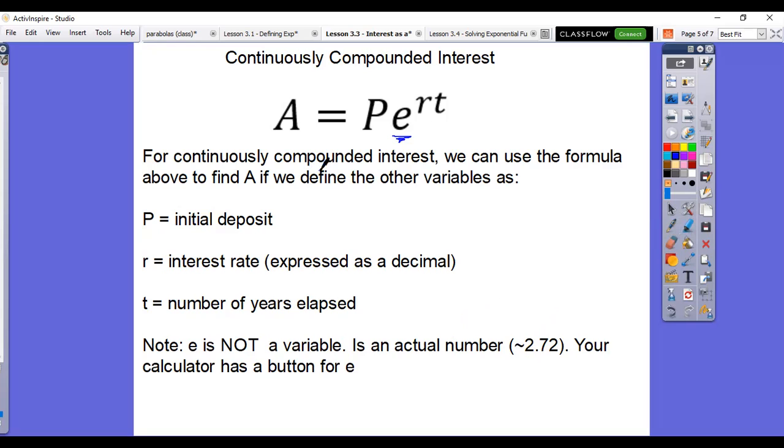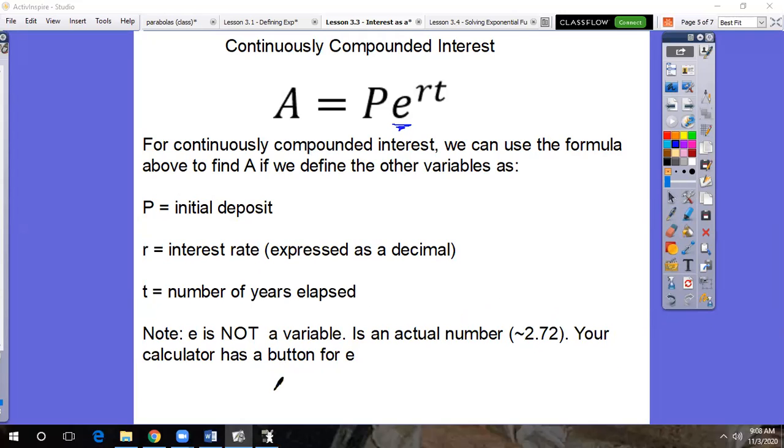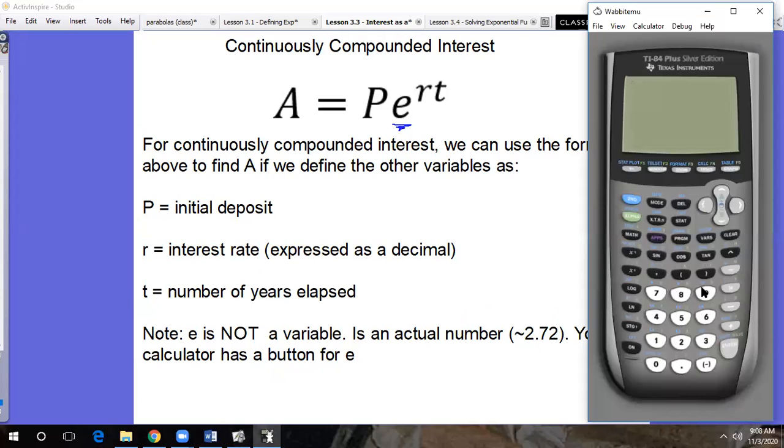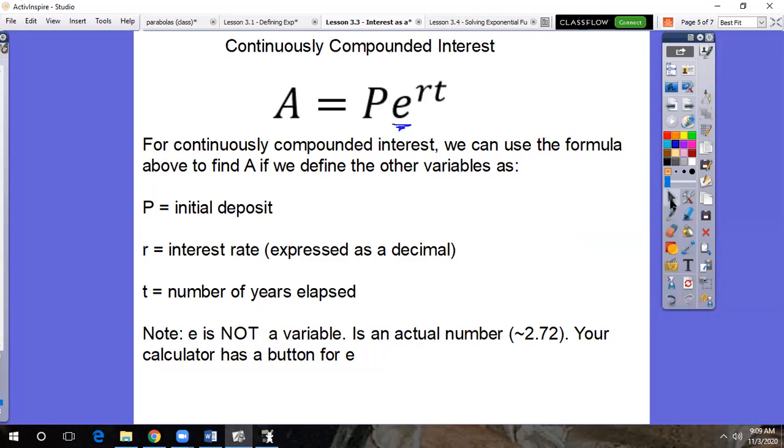All right, if you look at your calculator, right over here above the division sign, if you press second and then the division sign, it puts up E and gives you the value for E. Also, if you want to raise E to a power, down here above ln, if you press second and then ln, it'll ask you to raise E to a power. So like E to the fifth is 148 point some other stuff.